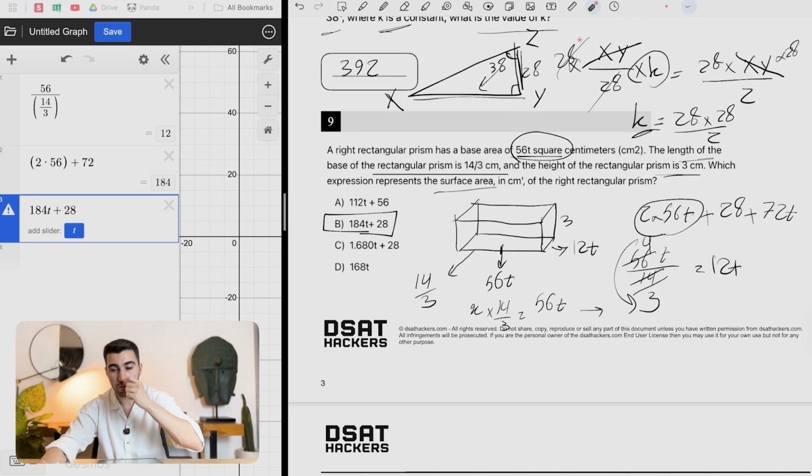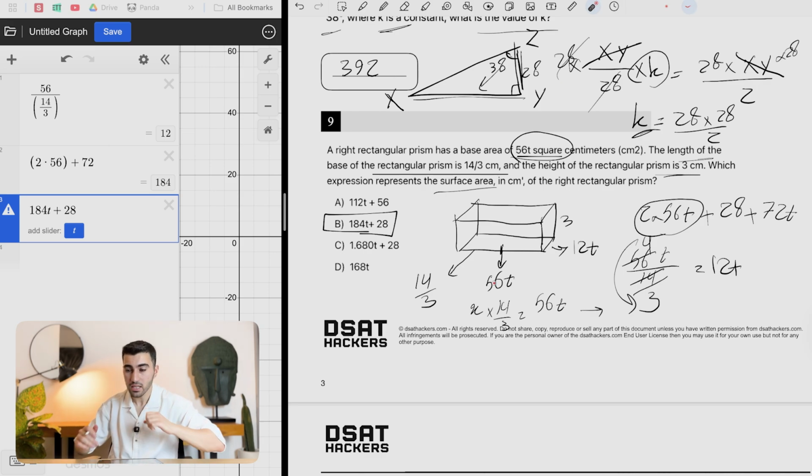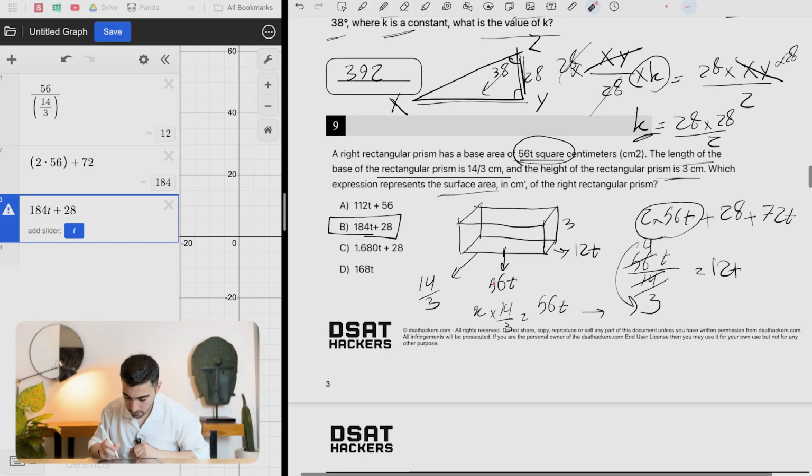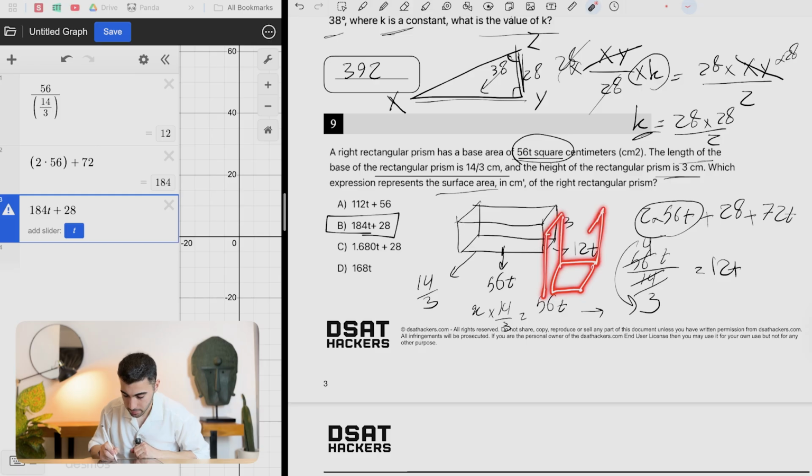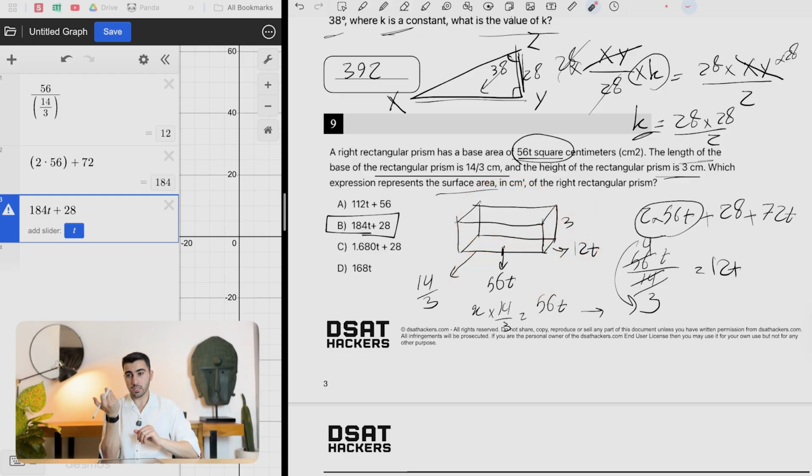The mistake that most students make in this question is that they think the base is a square, and they think the question is easier than it is. If the shape's base is a square, then you might think that here is 14/3. So this is also 14/3. So you do 14/3 times this height, and then you multiply by 4 to find all the faces, and then you add the 2 times 56t with the 4 faces. That's not correct. That will give you one of the choices but not the correct choice. But this is how we do this question.